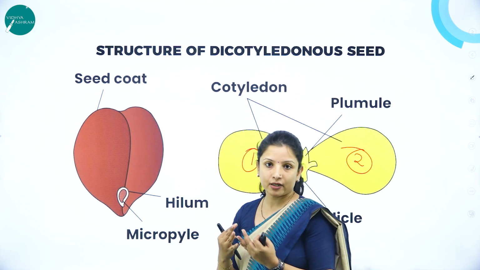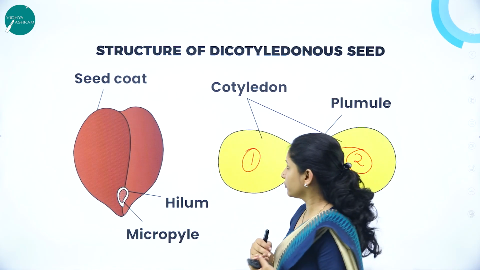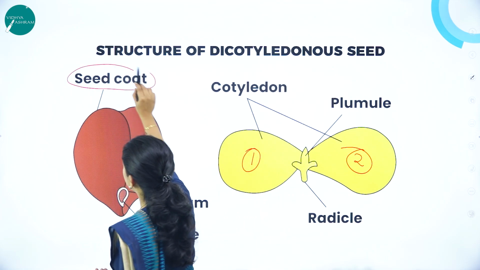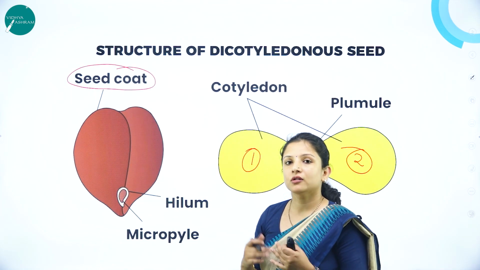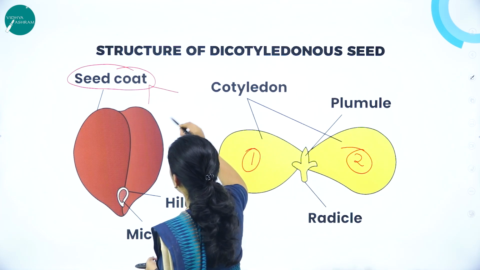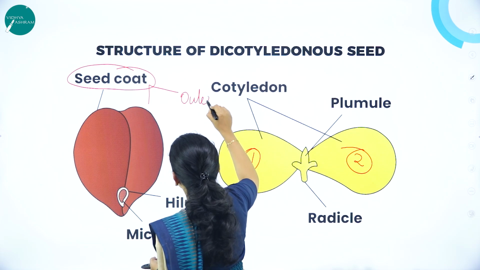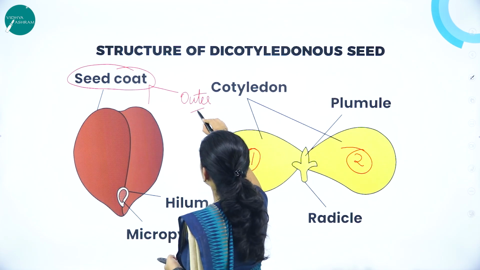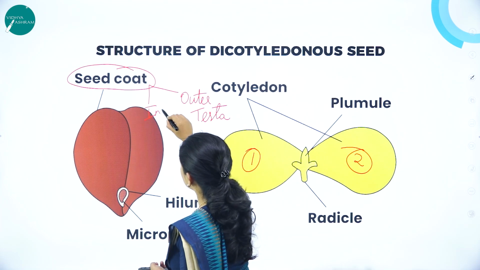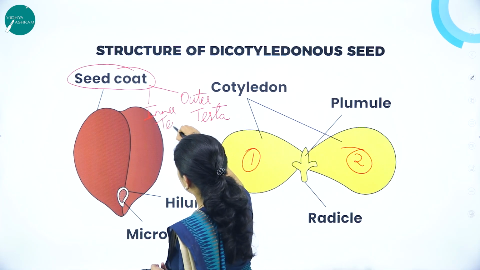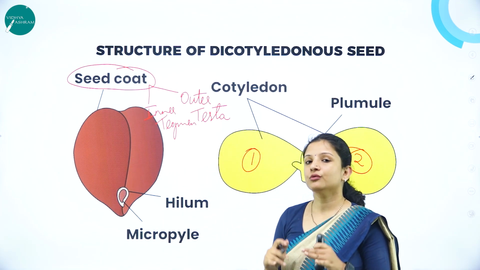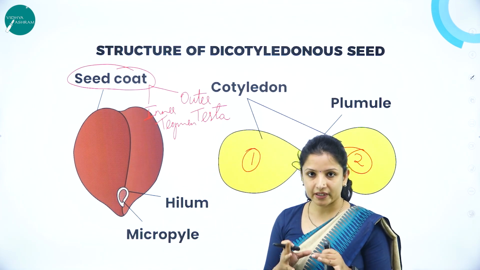Now let's look at the outer layer of the seed. The entire seed is covered by a seed coat. The seed coat is again of two layers. The outer is called the testa, and the inner is called the tegmen. Overall, it is called the seed coat. So the entire seed is covered by a seed coat.